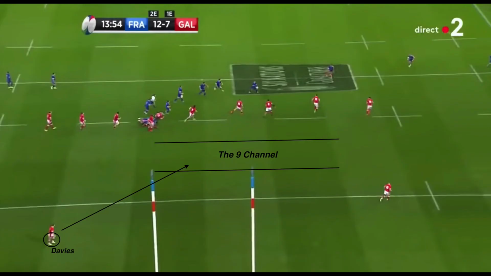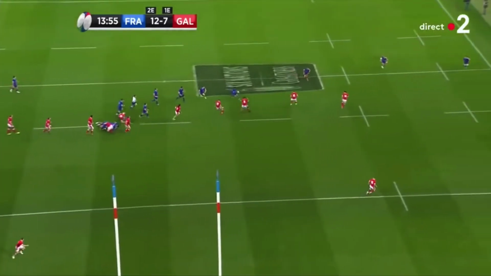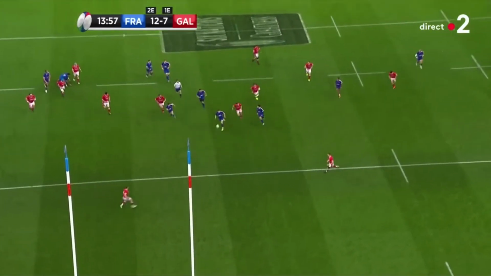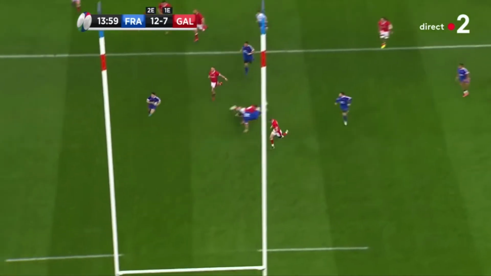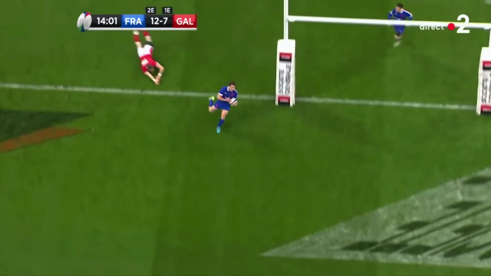So in the pendulum, you would normally find a winger in the place of Gareth Davis right now, and in this instance, it would have been Josh Adams, which would have allowed the scrum half to be in the usual 9 channel to be able to catch little chips over the top like this one and prevent France from scoring.